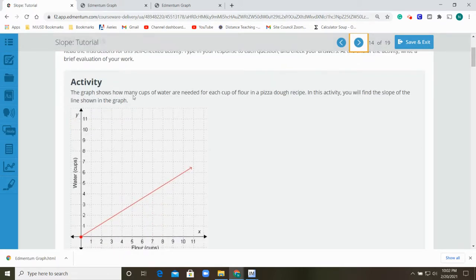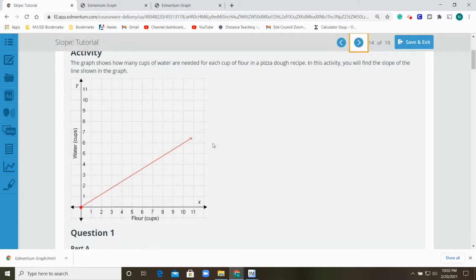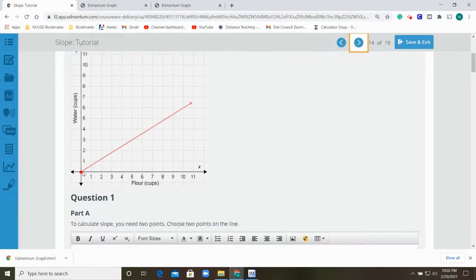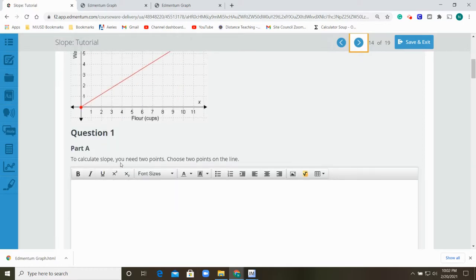The graph shows how many cups of water are needed for each cup of flour in a pizza dough recipe. In this activity, you will find the slope of the line shown in the graph. So for example, for every 2 cups of flour, you need about 1 cup of water. To calculate the slope, you need 2 points. Choose 2 points on the line.